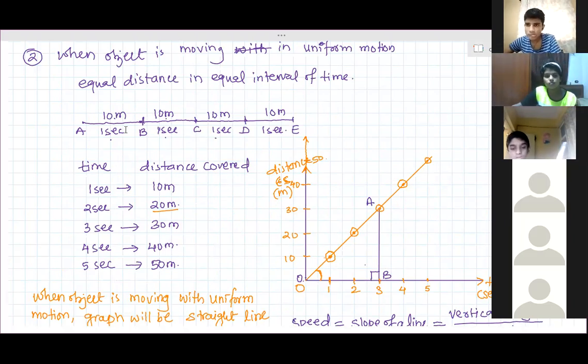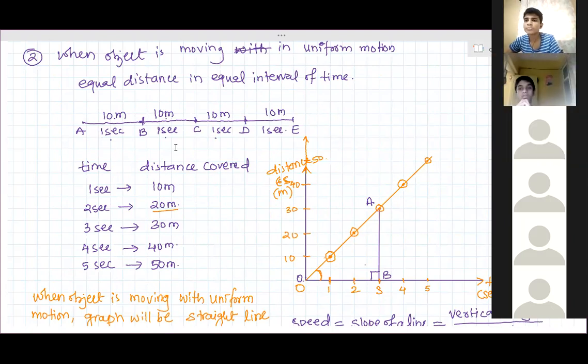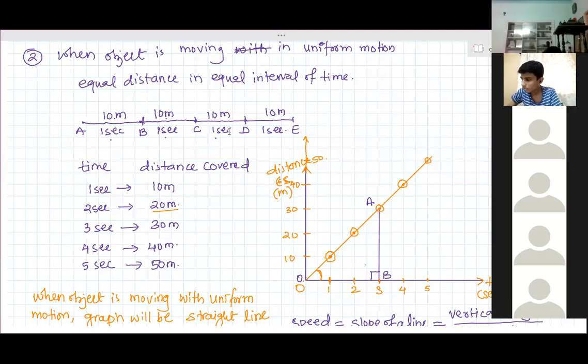Now what is the speed in 1 second? 10 meters. In 2 seconds, distance covered is 20, divided by 2, that is again 10 meter per second. In 3 seconds, speed is again 10 meter per second. And in 4 seconds, speed will be 10 meter per second.